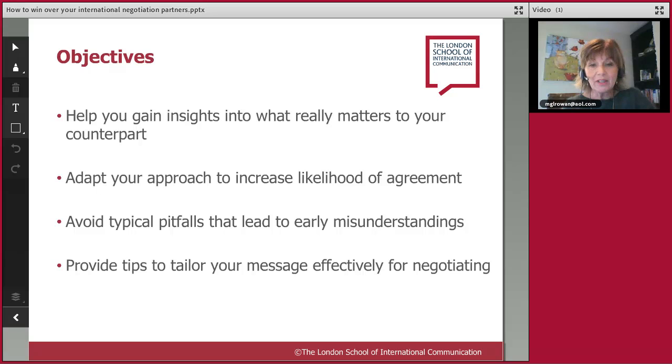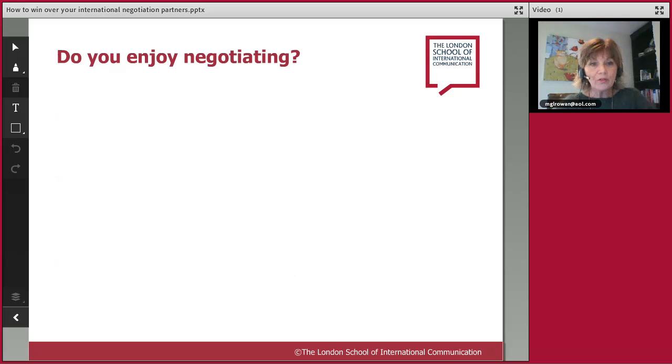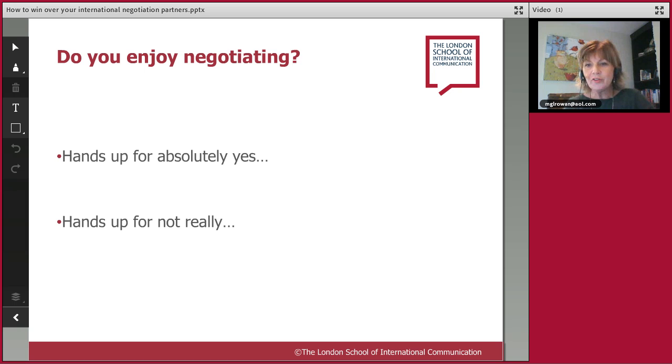Now, Kathy mentioned that we have got the hands up thing, and I wanted to find out from you, do you actually enjoy negotiating? So hands up if you absolutely enjoy it and really like it. Okay. Now, hands up for the people who think, oh, not really. Okay, well, that's interesting. So we've got more not reallys than absolutely love negotiating.